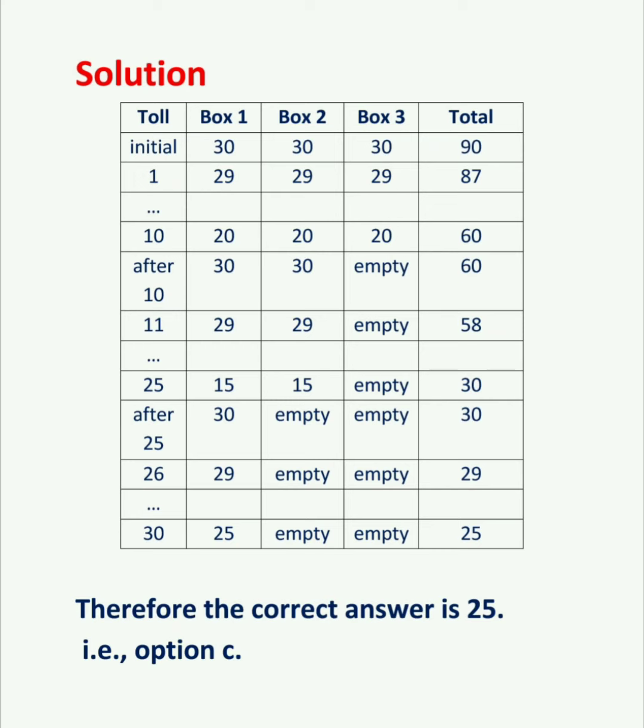After 25, he fills box 1 with 30 chocolates, box 2 and box 3 are empty. Then at the 26th toll, 29, 0, 0, total 29, continuing like this. After 30, 25, 0, 0. So he will go with 25 chocolates. So the correct answer is 25, option C.